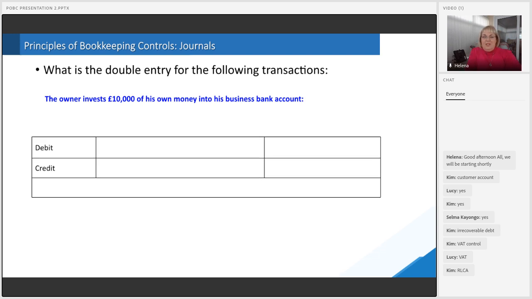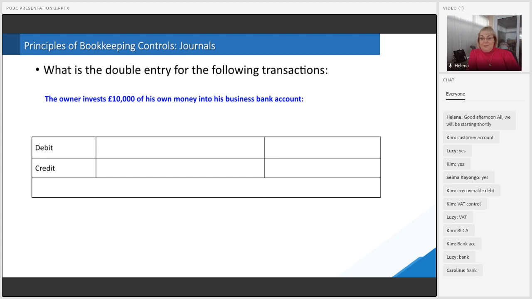what's the debit? Where do we debit? What account do we debit that £10,000 to? Any ideas? Lovely. Excellent. Yeah, spot on. The bank account. Well done, guys. Absolutely. We debit the bank account, don't we? Because we're wanting to increase the asset of bank. We're wanting to record the fact that money has been deposited in the bank.